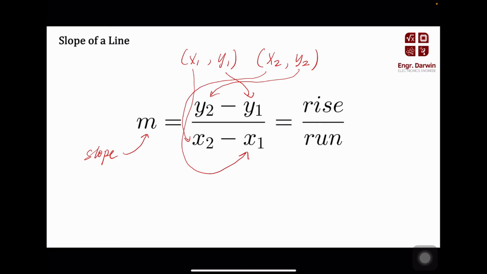Nakikita nyo yung rise over run. Ito yung madalas na meaning ng slope. Dahil pag nagko-compute tayo ng ating slope, kinukuha natin yung gaano siya kataas nag-elevate, divide dun sa gaano siya kalaki nag-run sa ating x-axis.